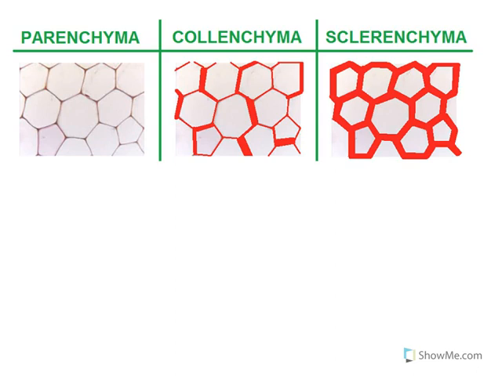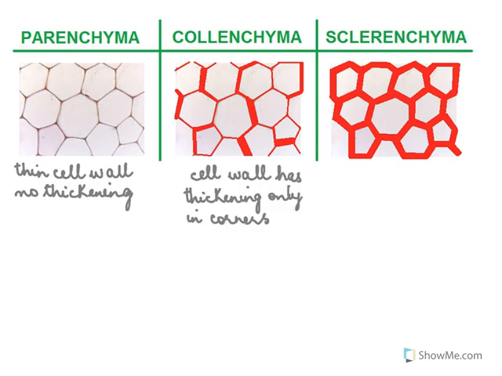Let's go ahead and compare the three tissues: the parenchyma, collenchyma, and the sclerenchyma. For the parenchyma, the cell wall is thin and there is no thickening. When it comes to collenchyma, the cell wall has thickenings only in the corners. But when we come to sclerenchyma, there is heavy thickening all around the cell.